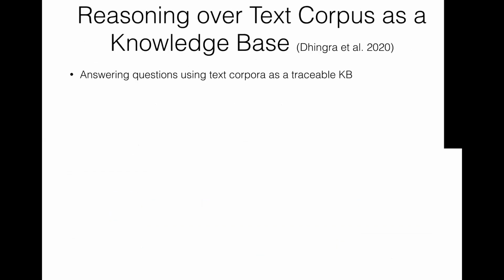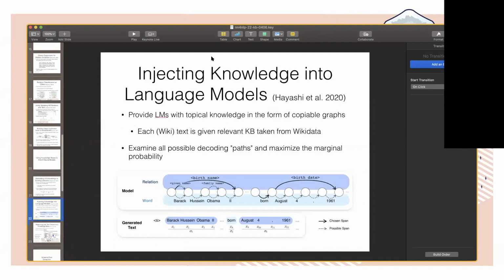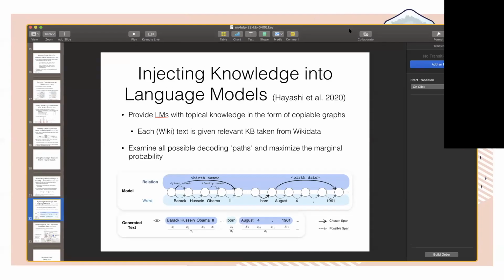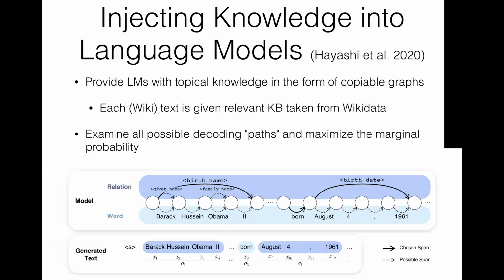Finally, the question is how the model is trained. If you remember how the language model is trained, it is trained by maximizing the marginal likelihood of the sentence, and that is decomposed into chain rules and so on.